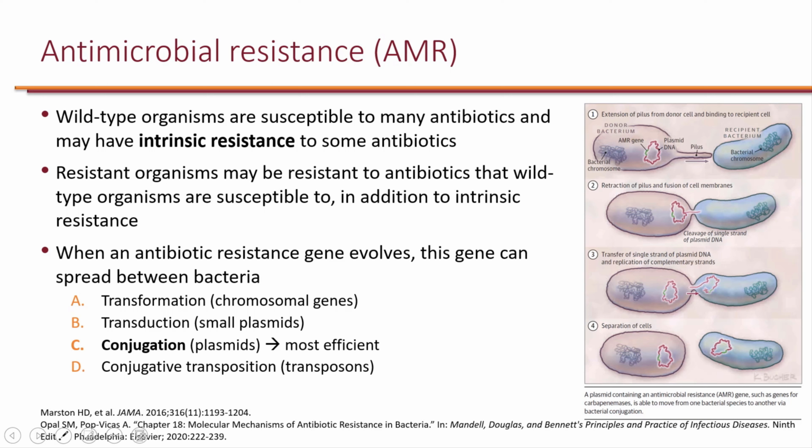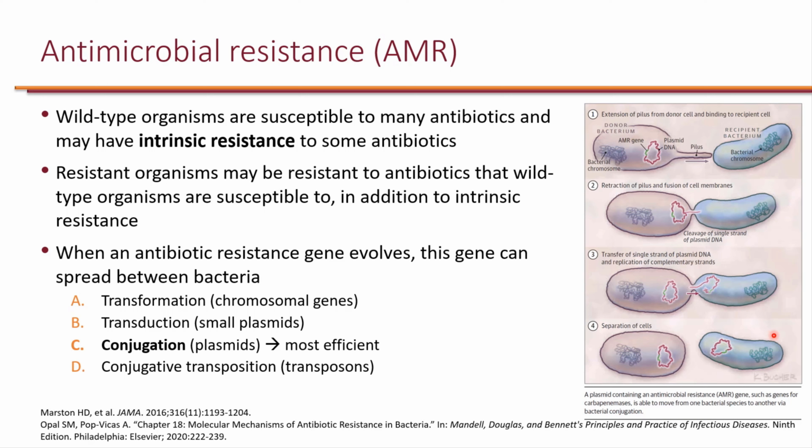Resistant bacteria are the ones that are resistant to antibiotics that they normally should have been susceptible to as wild-type. For example, wild-type Staphylococcus aureus is susceptible to penicillin, but you will see that many Staphylococcus aureus strains have developed resistance to penicillin. Wild-type Pseudomonas aeruginosa is intrinsically resistant to penicillin. Now, when bacteria develop resistance, not only can they pass these resistance genes when they divide, but they can also pass them to other species.